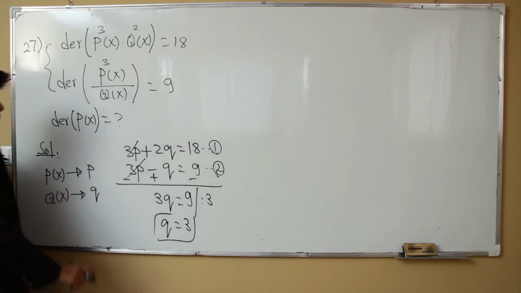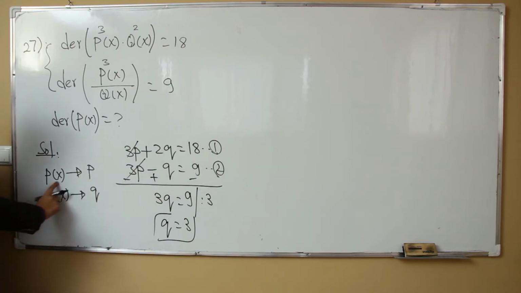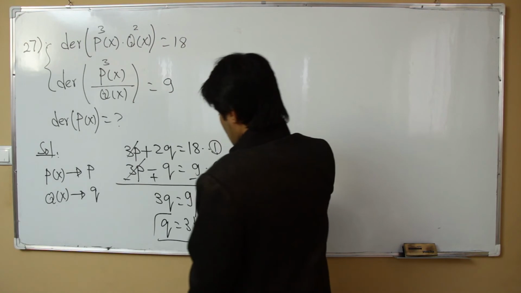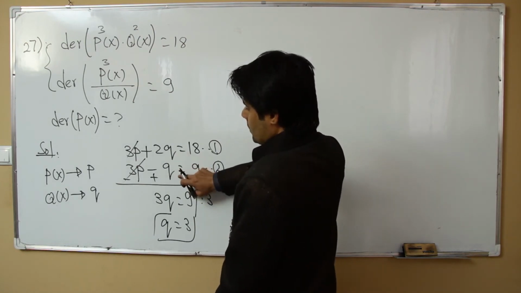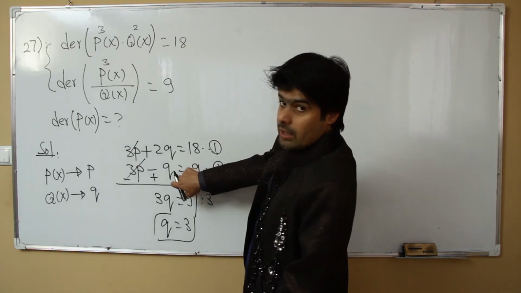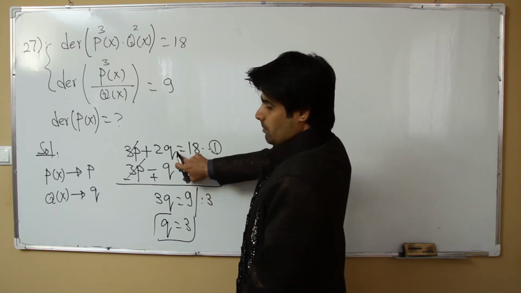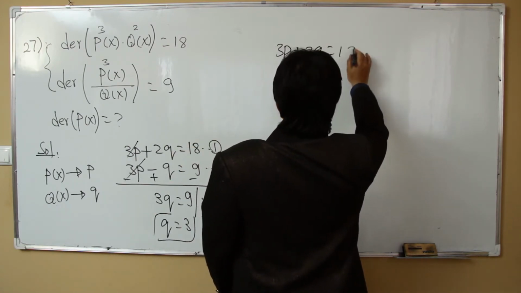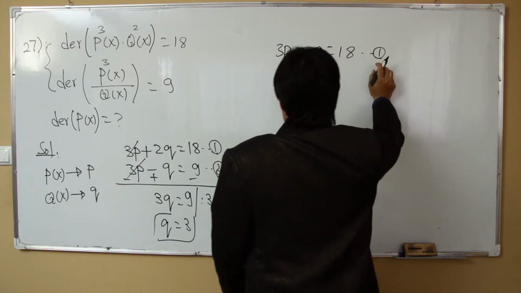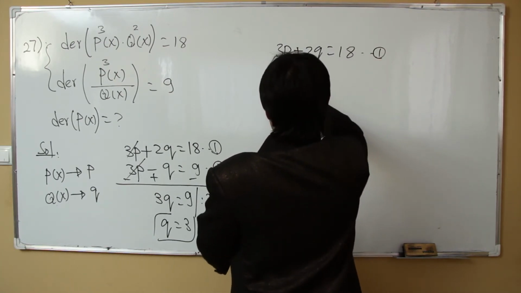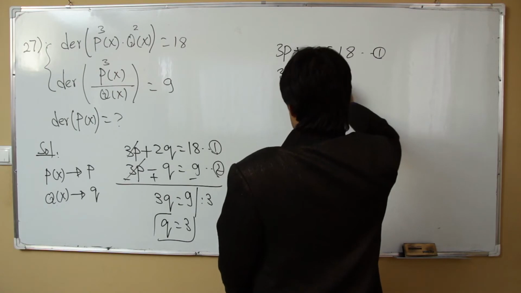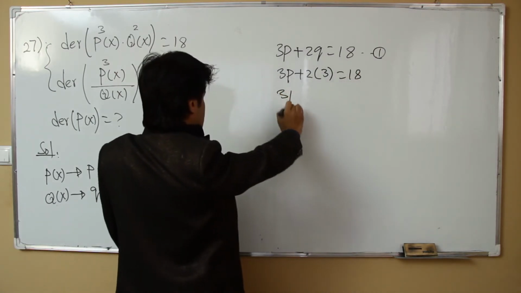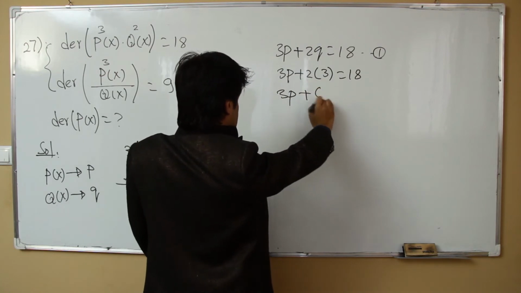Now the question is, what's the degree of px? The degree of px is p. It means you have to find p. Where should I put q? In equation number 1 or number 2? What do you prefer? Should I put it in number 1? Yes. 3p plus 2q, it's 18. This is the first equation. 3p plus 2 times, instead of q, 3. It is 18. 3p, 2 times 3, it's 6.